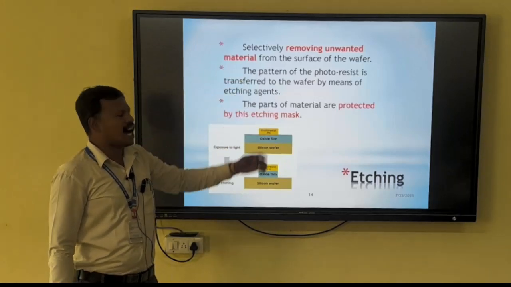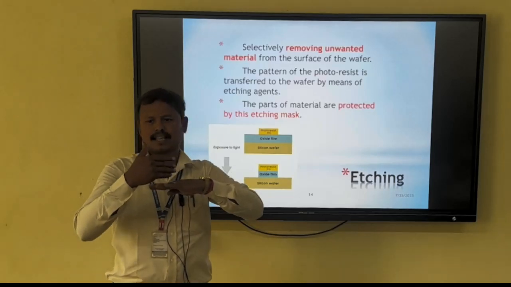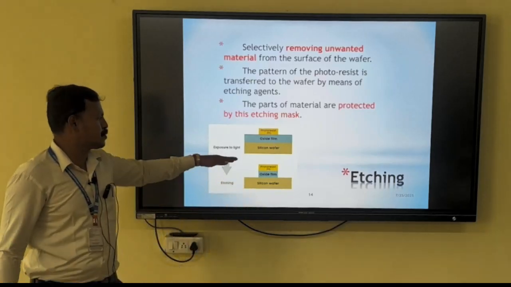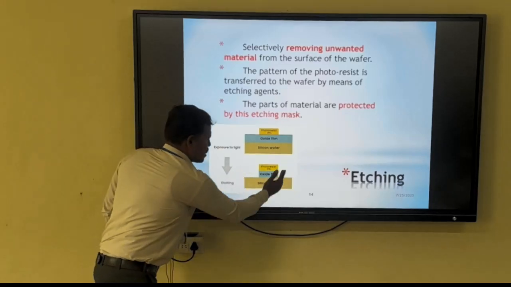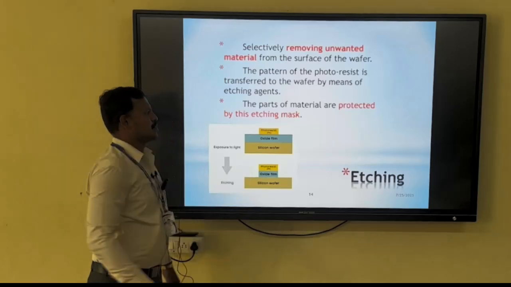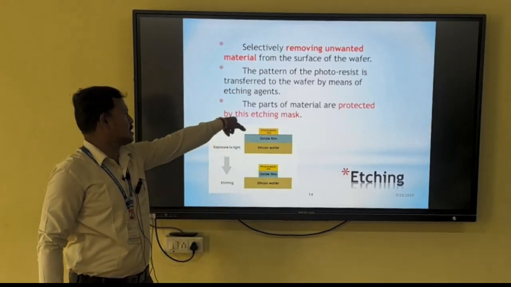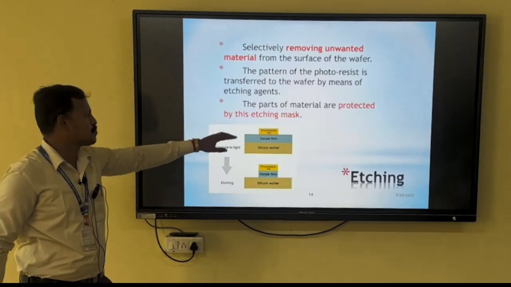Selectively removing unwanted material. After completing the masking, the next step is etching. The unwanted material is removed, the oxide film is also removed, and the photoresist protects the product with this etching mask.